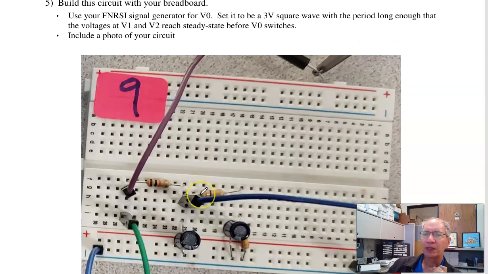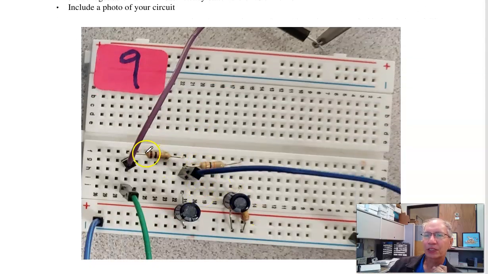Problem 5 is now build the circuit in lab. So here's the circuit. There's my 100K, 30K, actually that's the 10K, 30K, 100K, hiding behind that capacitor. There's 1 microfarad, 1 microfarad. Here's my input from my Piercy meter. That's my 3 volt square wave.